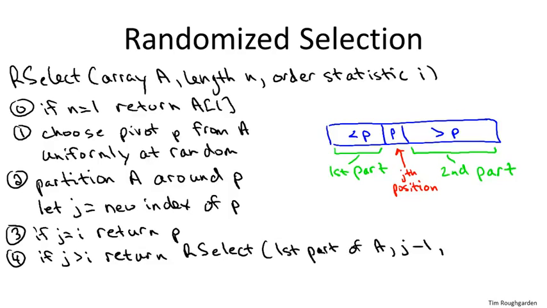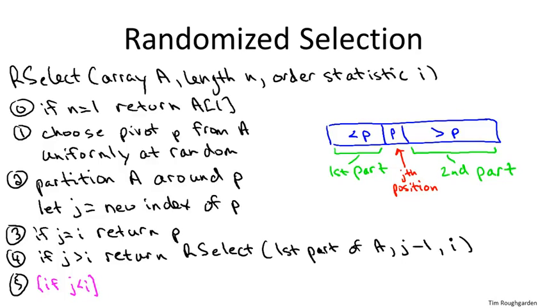And then finally, the final case is when the random element that we choose is less than what we're looking for, just like the quiz. Namely, what we're looking for is bigger than the pivot. It's got to be on the right-hand side. We know we got to recurse on the right-hand side. We know the right-hand side has n minus j elements.